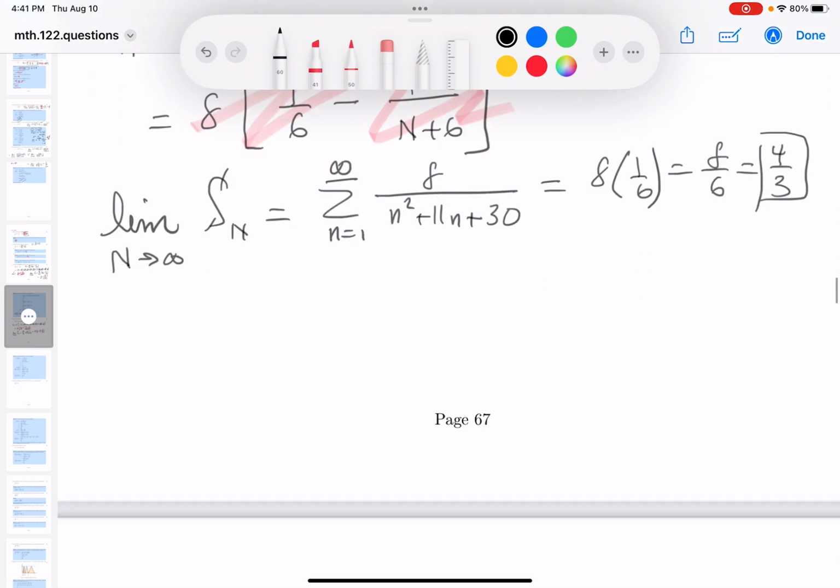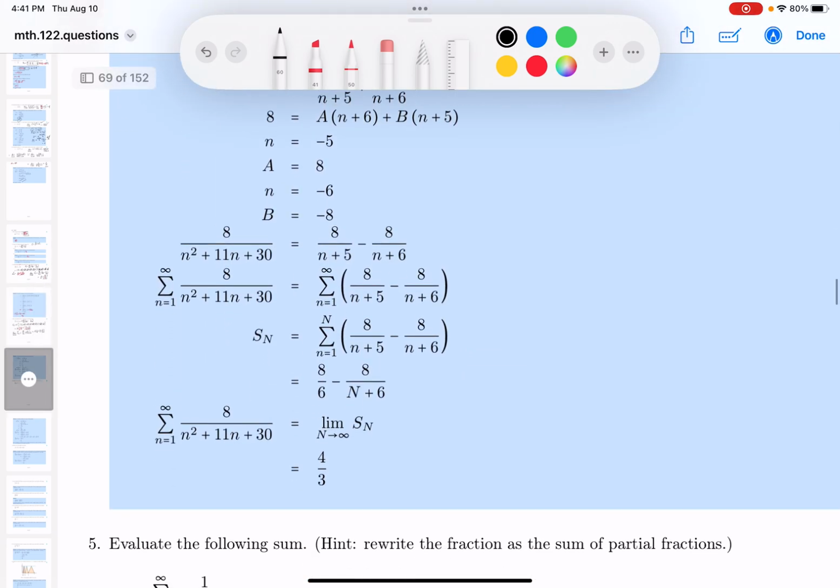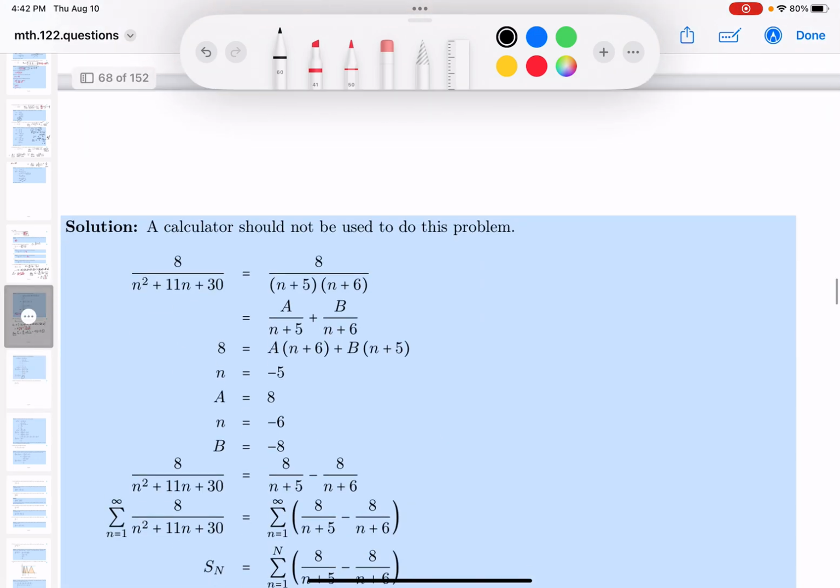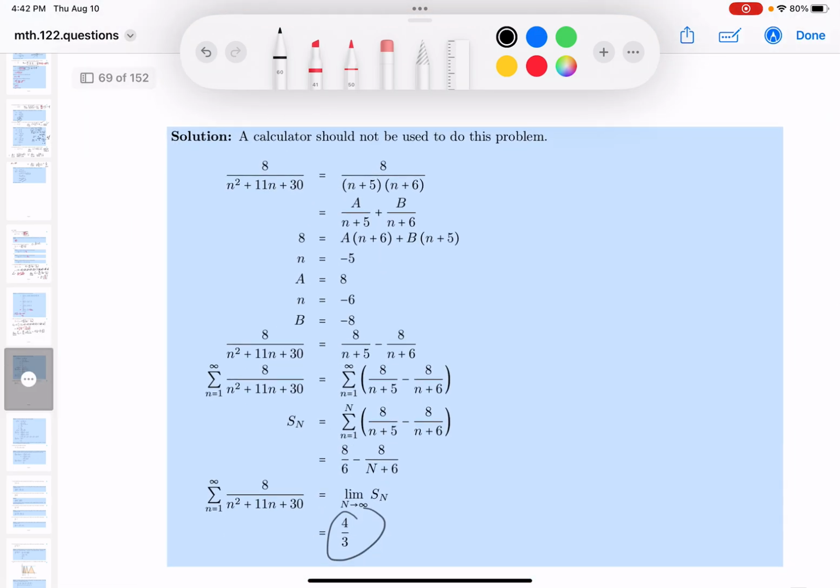I want to look at the answer key for you and just make sure that work is written down here for you, and we get 4/3 as expected. All right? And again, we would recommend you look through the work. What's the work? Me going through partial fraction decomposition, me writing the sum down, me getting Sn. After I get Sn, it's taking the limit as n goes to infinity. Pretty standard. Thank you.